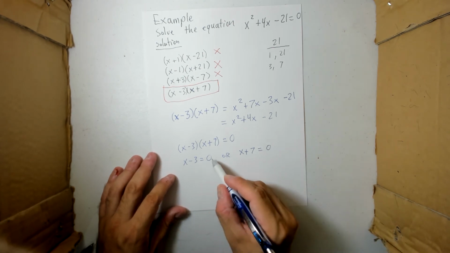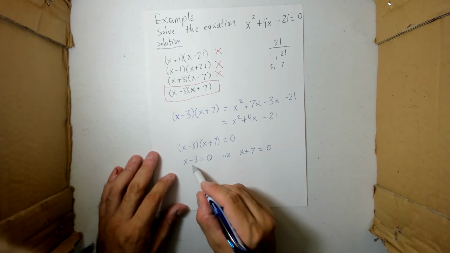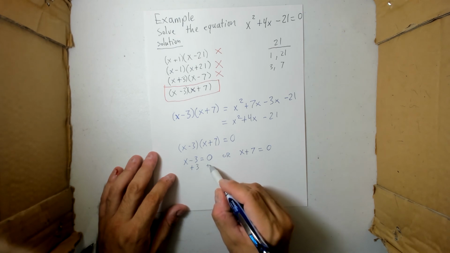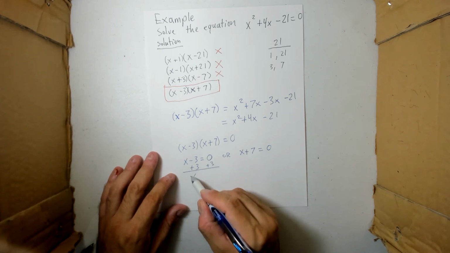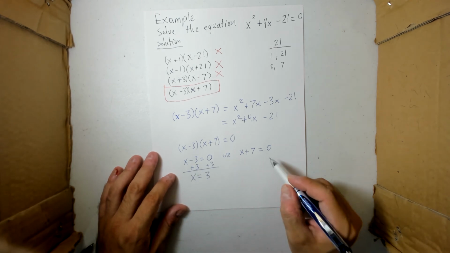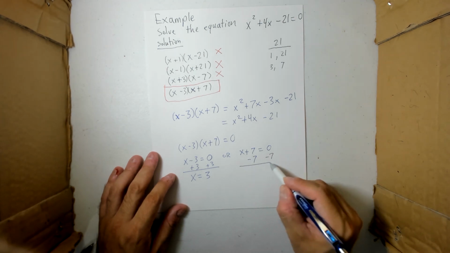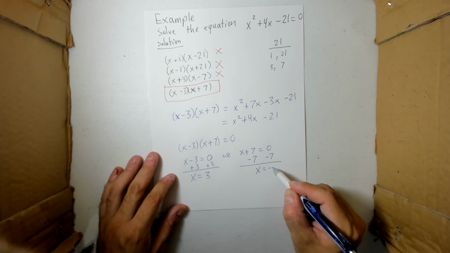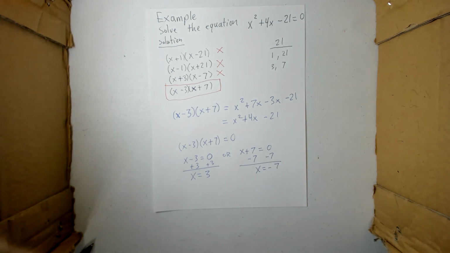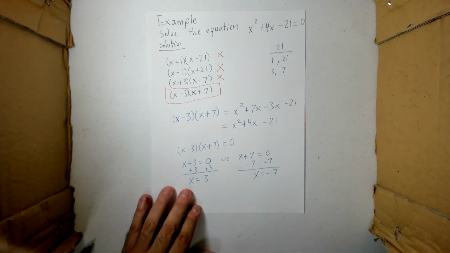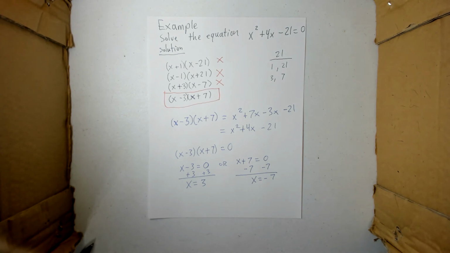Now if x minus 3 is 0, I add 3 to the other side and I get x equals 3. And if x plus 7 is 0, I subtract 7, and I get that x is equal to negative 7. I can now state that the solutions to this equation are x equals 3 and x equals negative 7.